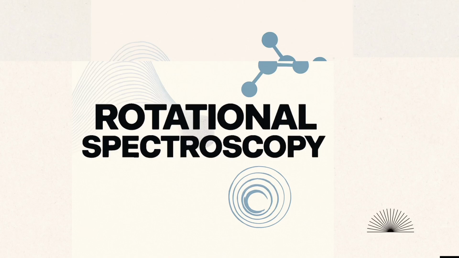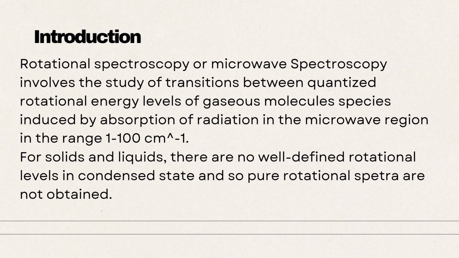In the previous class, we studied spectroscopy as an introduction. Today, we are going to study rotational spectroscopy. Rotational spectroscopy is also known as microwave spectroscopy. It involves the study of transitions between quantized rotational energy levels of gaseous molecular species induced by absorption of radiation in the microwave region, in the range 1 to 100 cm⁻¹.